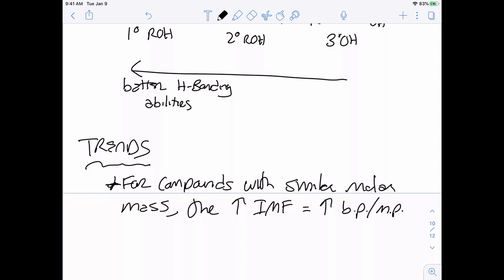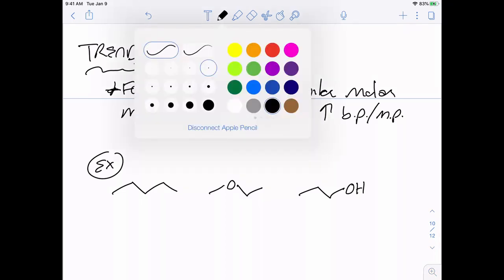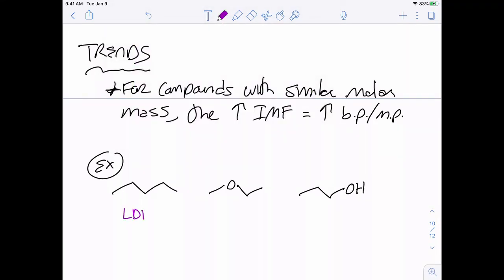So something like if I was just to do, let's say, pentane, and then compare that to this ether, and then compare that to this alcohol, right? My alkane can only form London dispersion forces, right? Just carbon and hydrogen, so all my bonds are considered nonpolar. Ethers are polar. Oxygen is more electronegative than those carbons, so it can form London dispersion forces and dipole-dipole forces because it's polar.